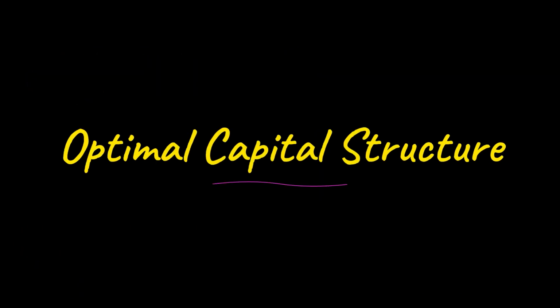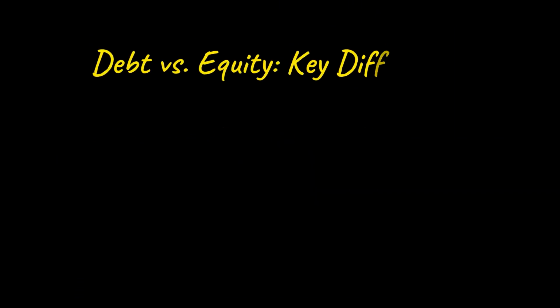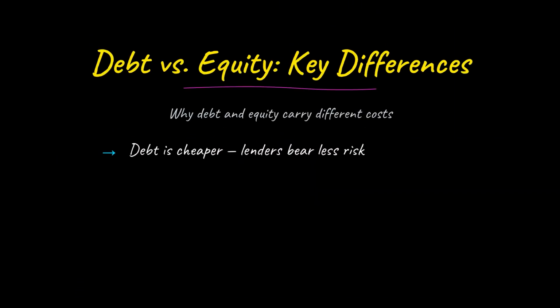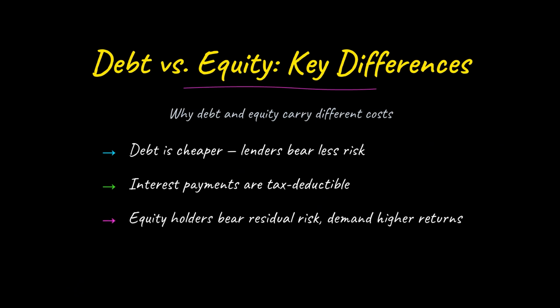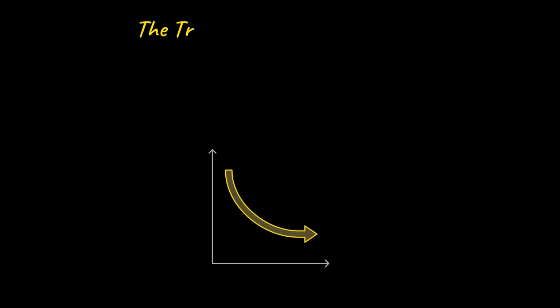Capital structure is the mix of debt and equity a firm uses to finance itself. The central challenge is finding the combination that minimizes the cost of capital without exposing the firm to unacceptable financial risk. Debt costs less than equity because lenders have a contractual claim on interest and principal and a senior position in liquidation. The tax deductibility of interest reduces the after-tax cost of debt even further. Equity holders bearing residual risk demand a higher return as compensation.